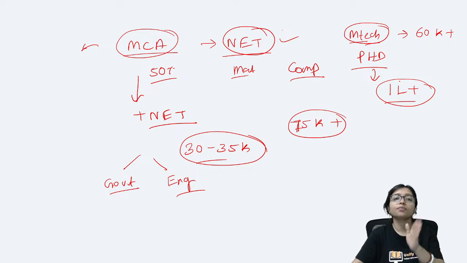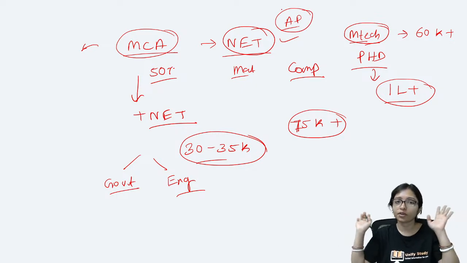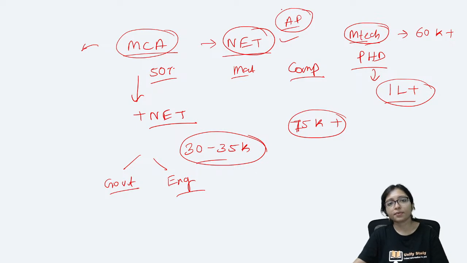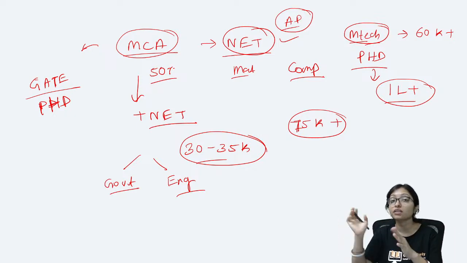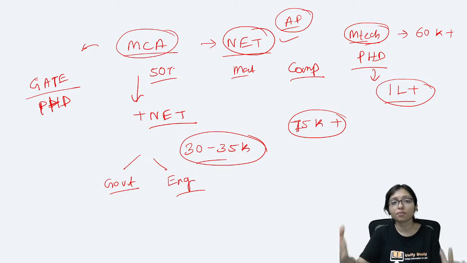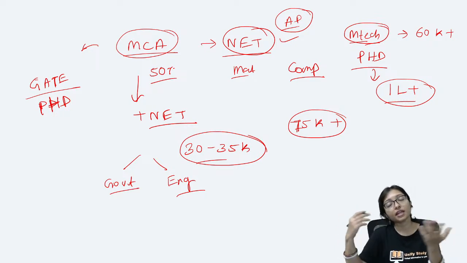That's why the degree is important. With NET, you are qualified as assistant professor, you can get the job definitely. But at the same time, whenever you are preparing, try to apply for GATE also, try to apply for PhD entrance also. Definitely apply for PhD entrance and GATE also, because don't waste your time. It will happen that after clearing NET, you will understand these are the problems that I am facing. Now again you have to think.